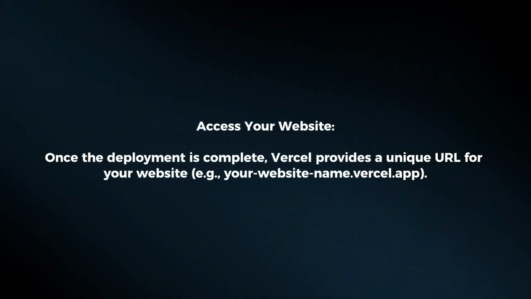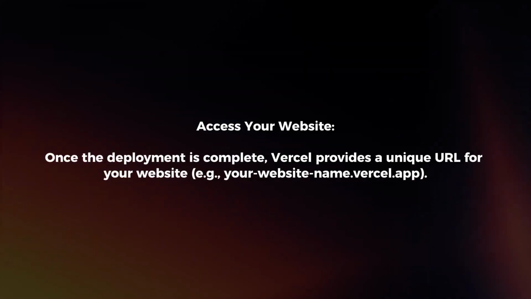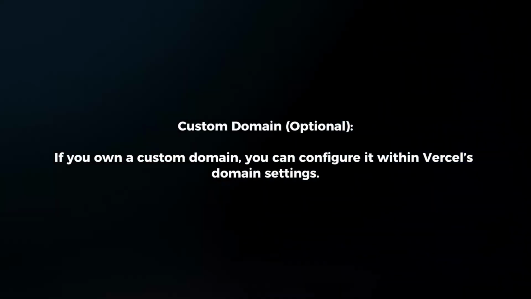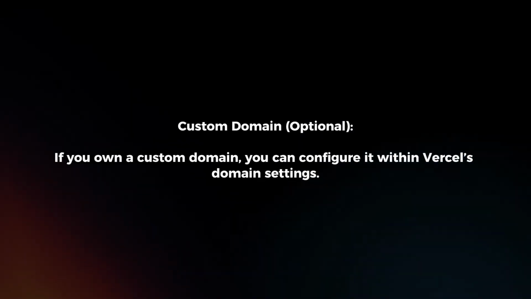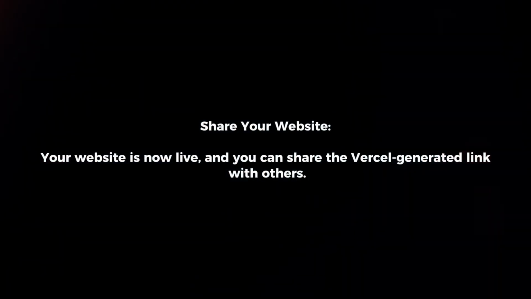Access your website. Once the deployment is complete, Vercel provides a unique URL for your website. Custom domain. If you own a custom domain, you can configure it within Vercel's domain settings. Share your website. Your website is now live and you can share the Vercel generated link with others.